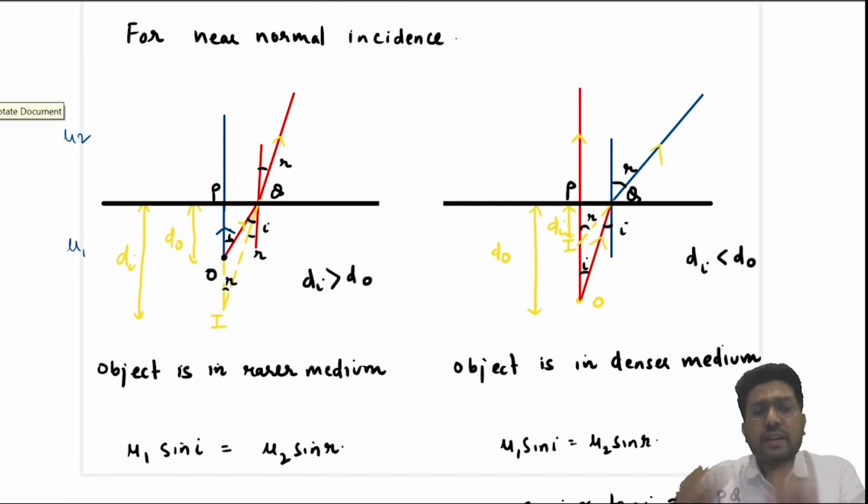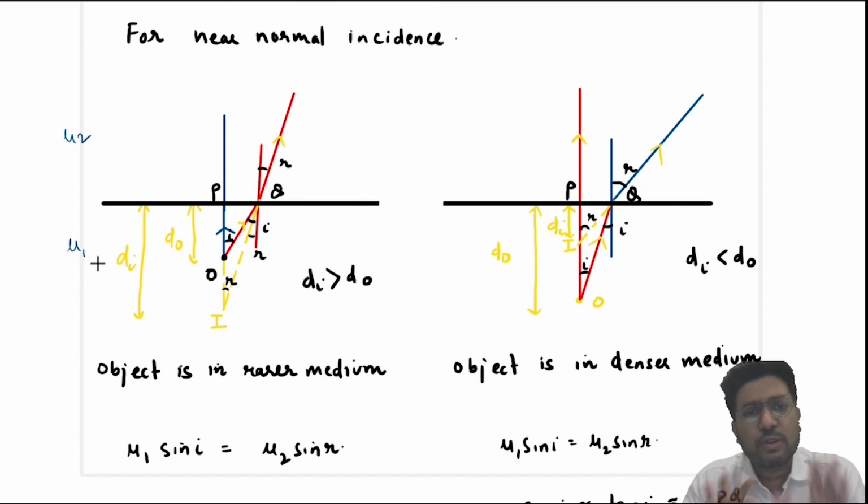Okay, every time we will take the refractive index of the incident side as mu1. That means incident side means where the incident light ray is striking. Okay, that is the incident side, and the other side is the refracted side, and we will take the refractive index of the other side as mu2 every time, whether light is moving from rarer to denser or denser to rarer, whatever. You will always take the incident side as mu1 and the refracted side as mu2.